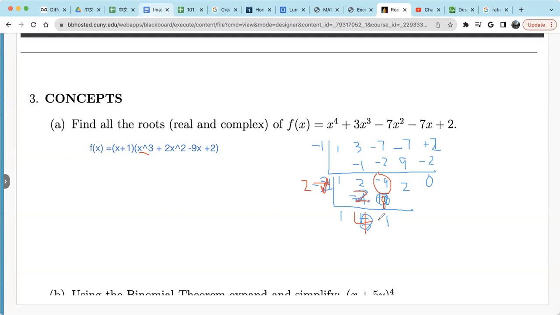Oh, this one works. -9 plus 8, -1. -1 times 2, -2. Bingo. 2 plus -2 is 0. Once we get a 0 in the end, we know that's a factor.